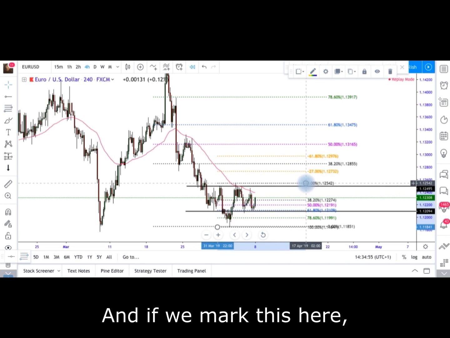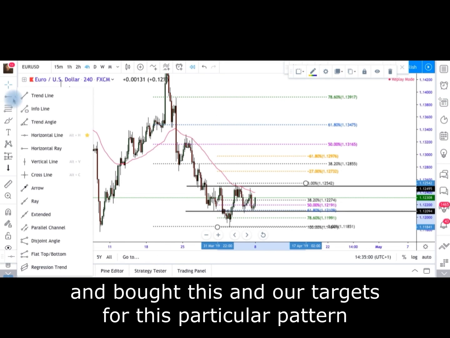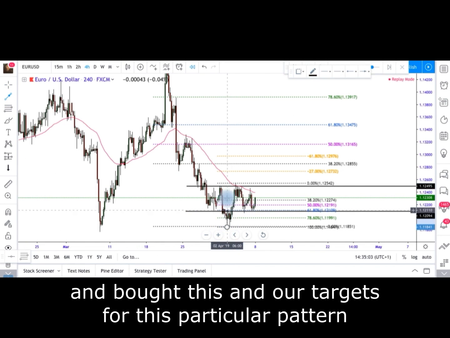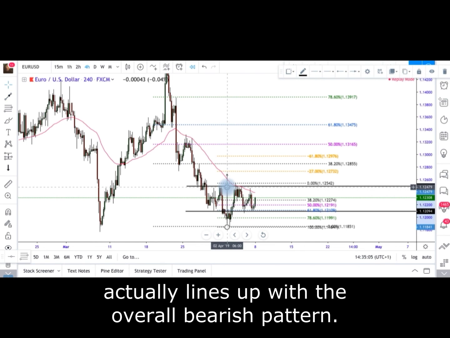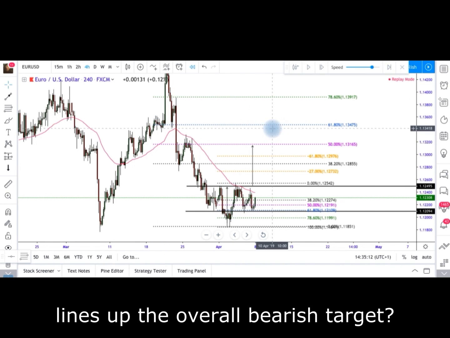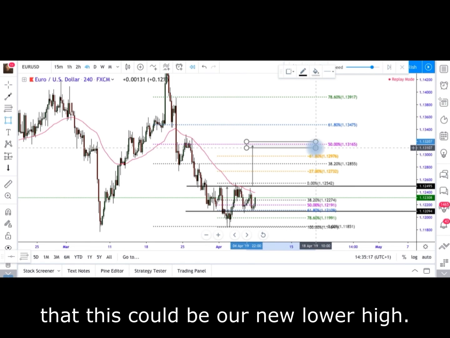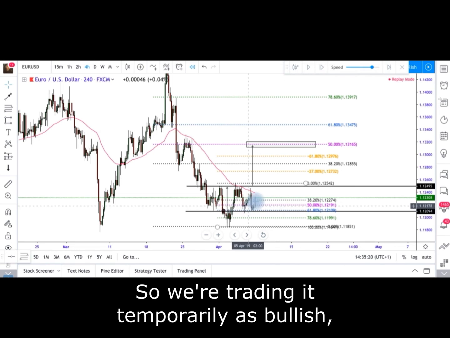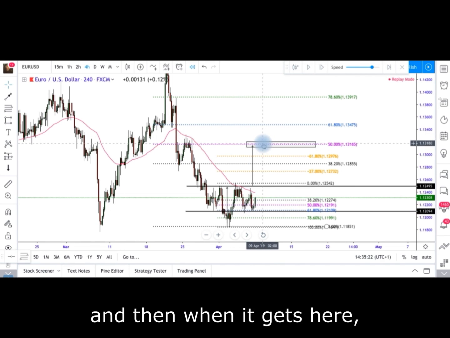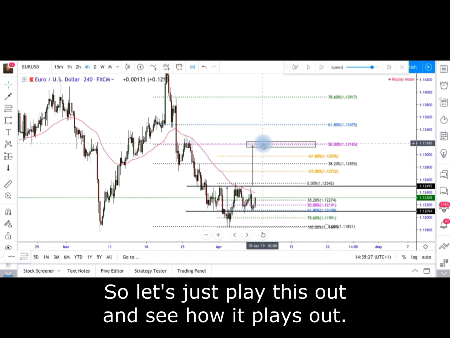And if we mark this here, we could have come off the 61.8 here and bought this, and our targets for this particular pattern actually line up with the overall bearish pattern. Can you see how the targets for this bullish pattern line up with the overall bearish target? Now, this is giving us confirmation that this could be our new lower high. So we're trading it temporarily as bullish, and then when it gets here, we'd look to place some shorts for the bigger picture. So let's just play this out and see how it plays out.